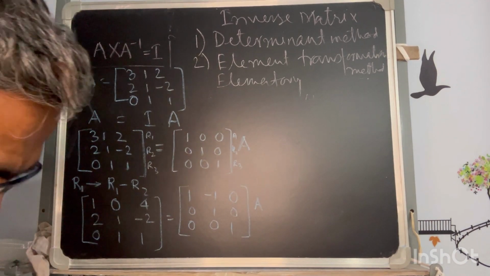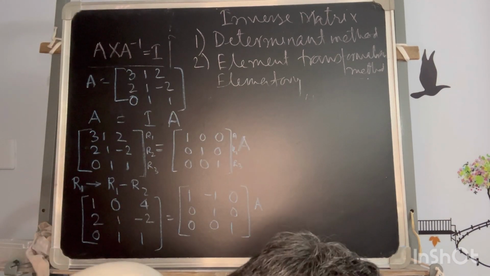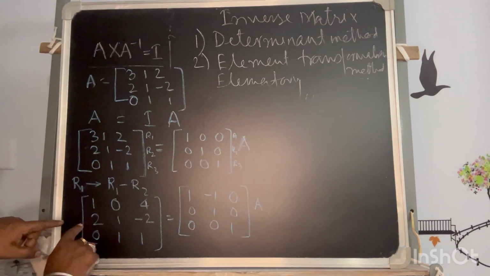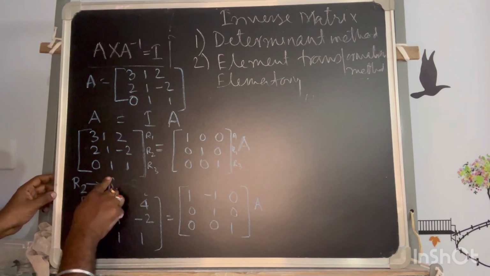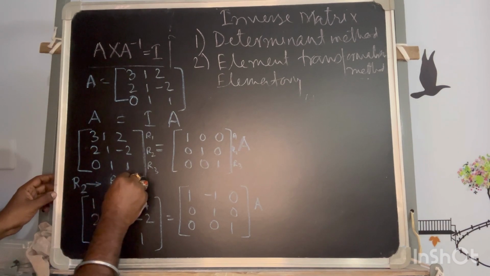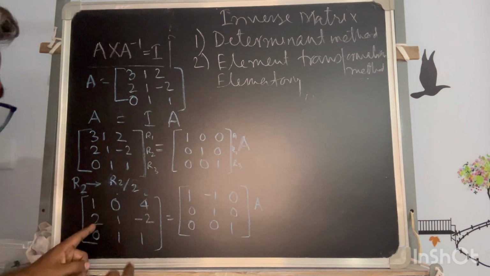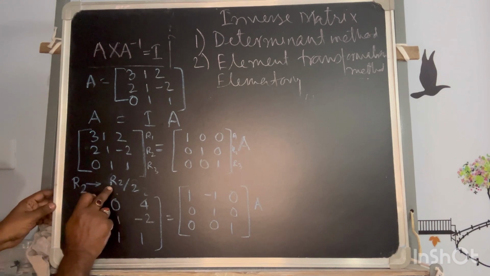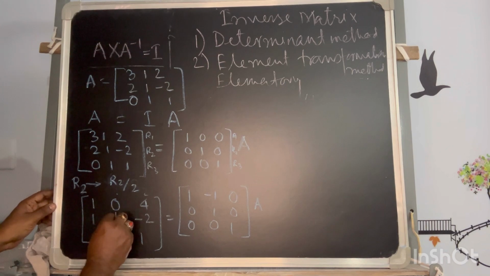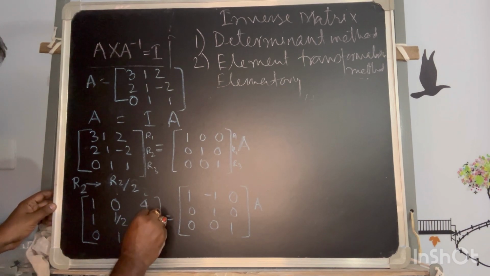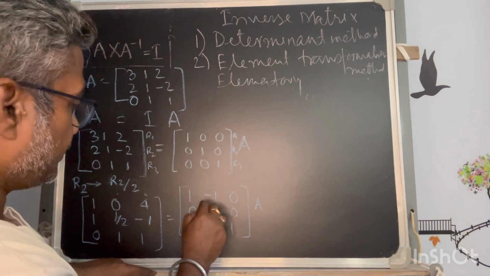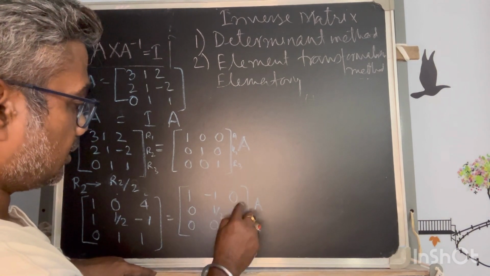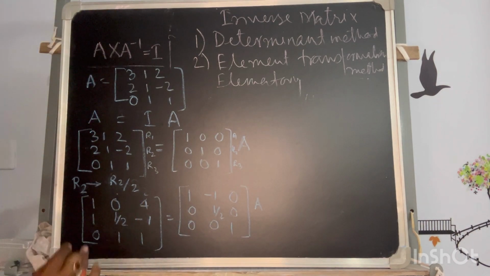In the next operation, R2 becomes R2 by 2. This will be my second operation. When I do R2 by 2, this will become 1, this will become half, and this will become 1. These will be the changes. I do the same thing on the other side: R2 by 2, that means this is equal to 0, this will become half, and this will become 0. So this is the second operation.